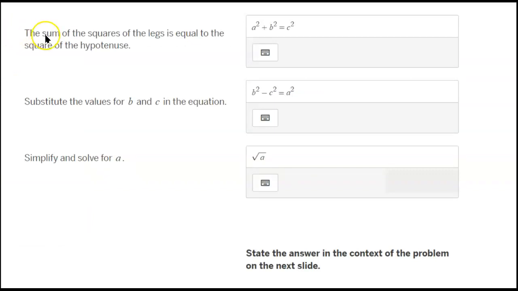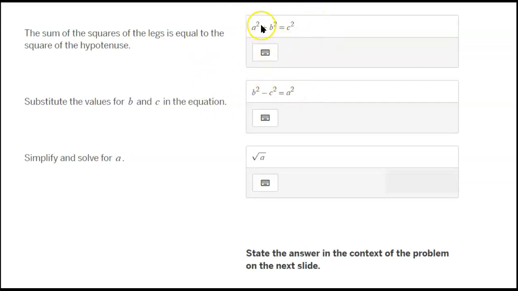So to figure this out, I'm going to use the sum of the squares of the legs. A squared plus B squared equals C squared, which is my Pythagorean theorem. Now, since I know the hypotenuse, which is the ladder, and I know the length of the building, I'm going to go ahead and subtract C from both sides and subtract A from both sides.